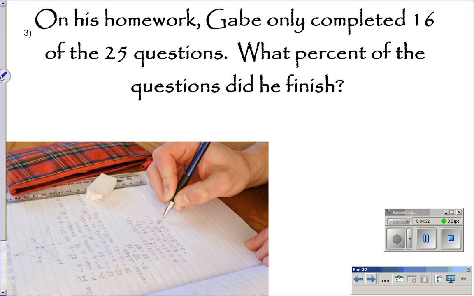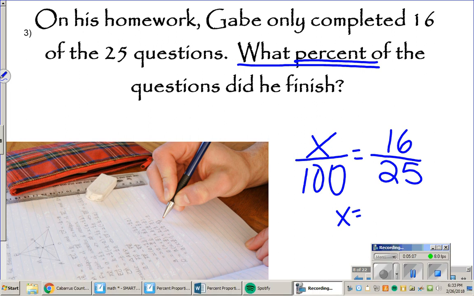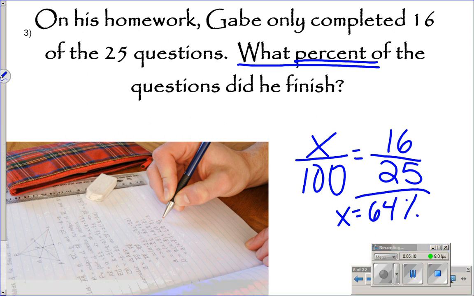On his homework, Gabe only completed 16 of the 25 questions. What percent of the questions did he finish? So let's talk about percents, so we want to do a percent proportion. It said Gabe completed 16 of the 25 questions. He completed 16, that's the part that he completed out of 25 total questions. That's the whole amount. We don't know the percent, so that's our variable over 100. You work that out, and Gabe completed 64% of his homework.